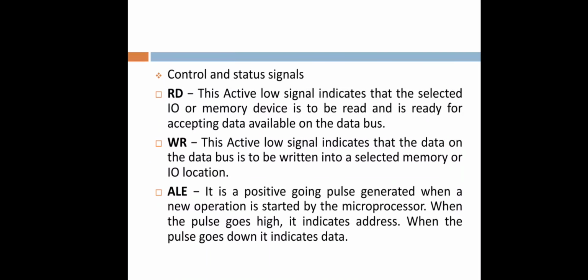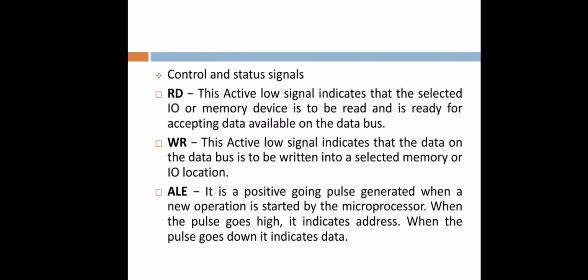Now control bus and status signals. RD is the read pin. This is an active low signal, which indicates that the selected IO or memory device is to be read and is ready to accept the data available on the data bus. Write pin. This is also an active low pin. This active low signal indicates that the data on the data bus is to be written into the selected memory or IO location.